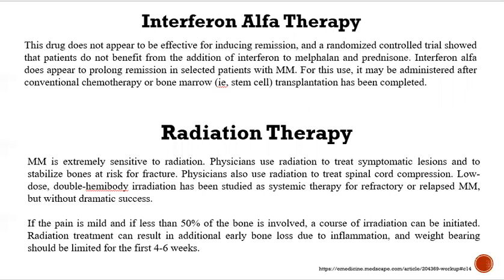Myeloma is extremely sensitive to radiation. Physicians use radiation to treat symptomatic lesions and to stabilize bone at risk of fracture. Physicians also use radiation to treat spinal cord compression. Low dose double half body radiation has been studied as symptomatic therapy for refractory and relapsed multiple myeloma but without dramatic success. If pain is mild and if less than 50% of bone is involved, the course of radiation can be initiated. Radiation treatment can result in additional early bone loss due to inflammation, and the wait period should be limited to the first 4 to 6 weeks.